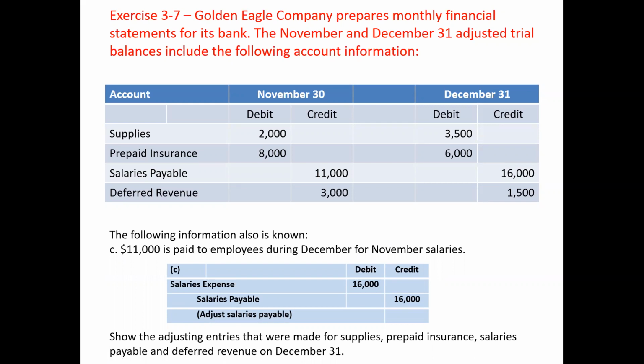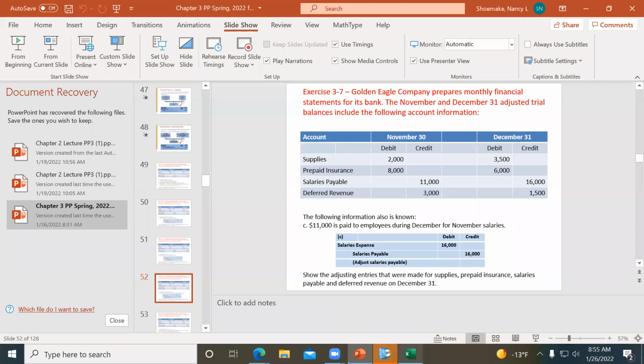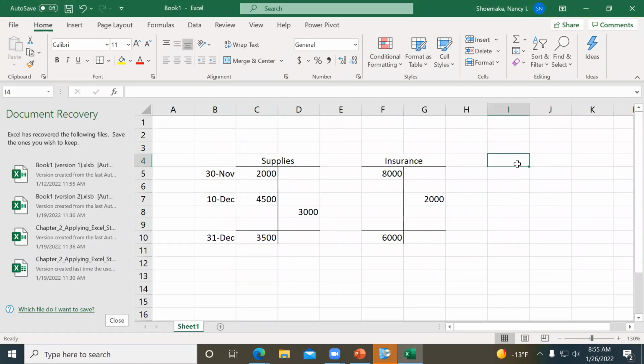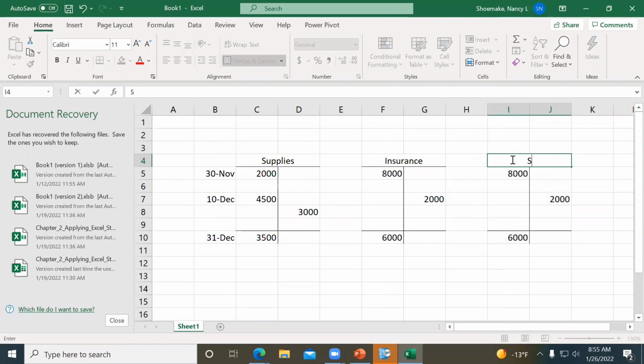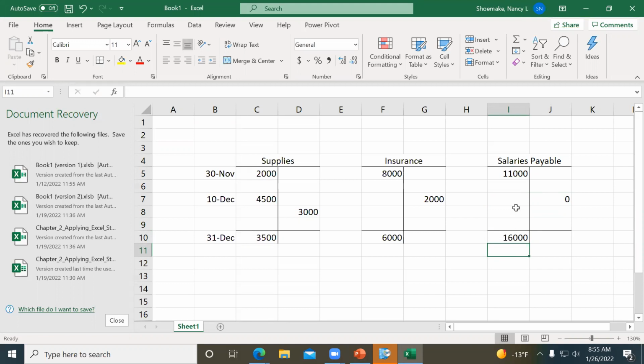Next, salaries payable. We started with 11,000. We ended with 16,000. It tells us 11,000 is paid to employees during December for November's salaries. Again, I will just create salaries payable. We started with 11 and ended with 16. This should be 11 over here because it's a credit. So we had a balance of 11,000.